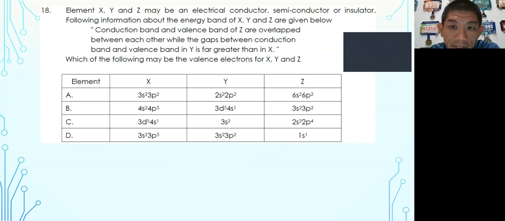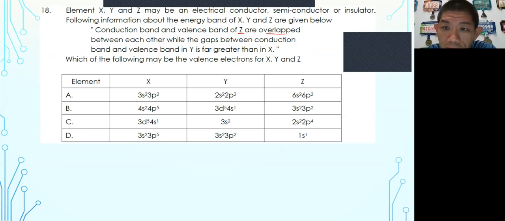Element XYZ may be an electrical conductor, semiconductor, or insulator. The information about the energy bands of XYZ is given below. A. Look at the statement. Conduction band and valence band of Z are overlapped. So when they are overlapped, that should make Z a conductor. While the gap between the conduction band of Y is far greater than X, so X is a semiconductor, while Y is an insulator.